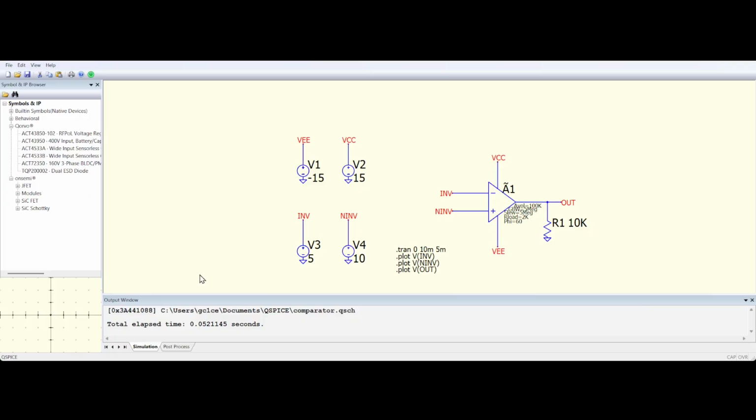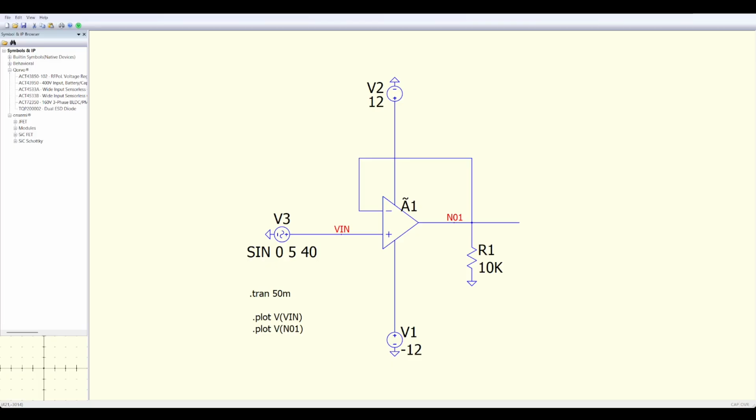Now, finally, all right, now we're taking a look at the Unity gain buffer in QSpice. Pretty simple setup here. So we've got our positive and negative rails. We've got our output. We've got a simple input, which is a sine wave of amplitude of 5 volts. So it's going to go 5 to negative 5, working at a pretty slow 40 hertz.